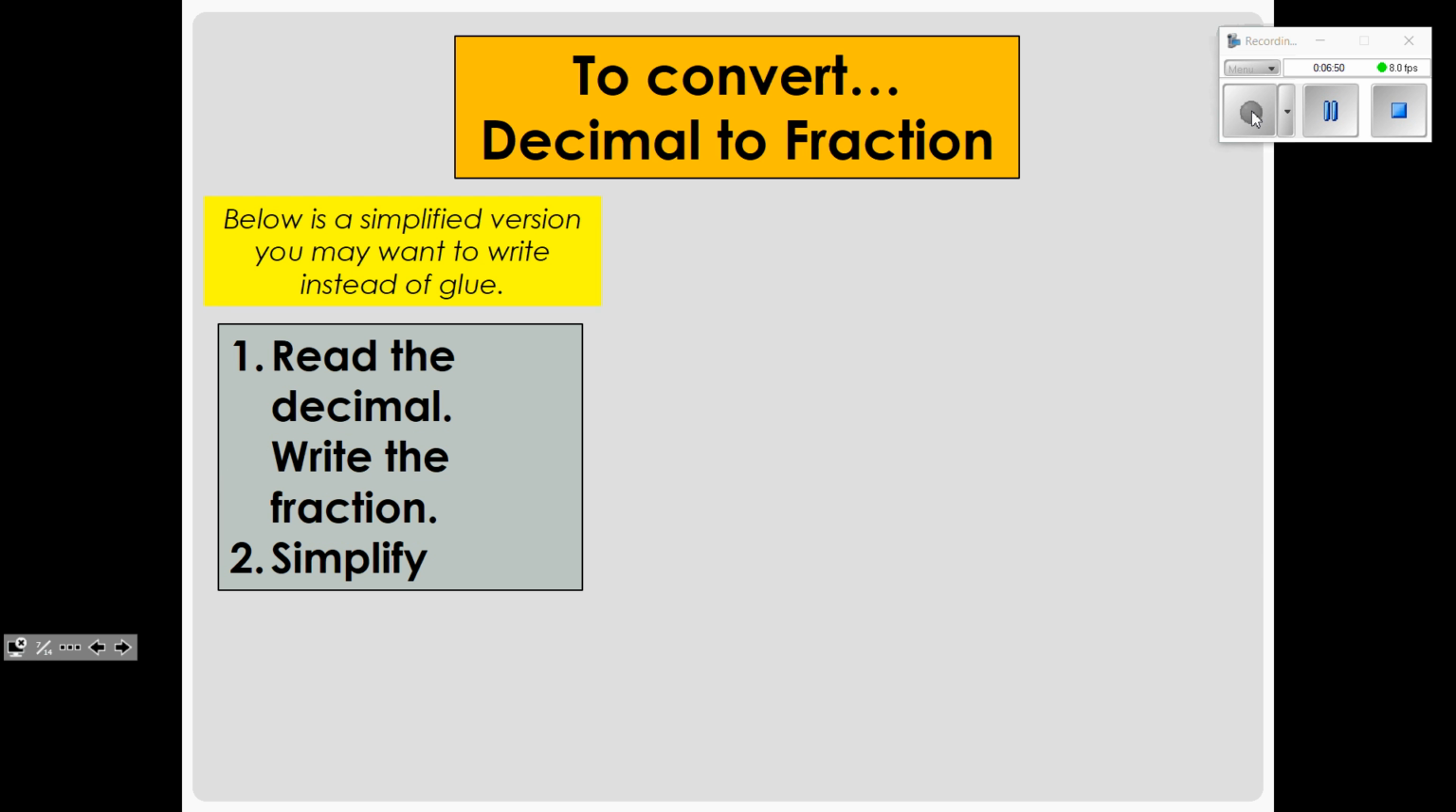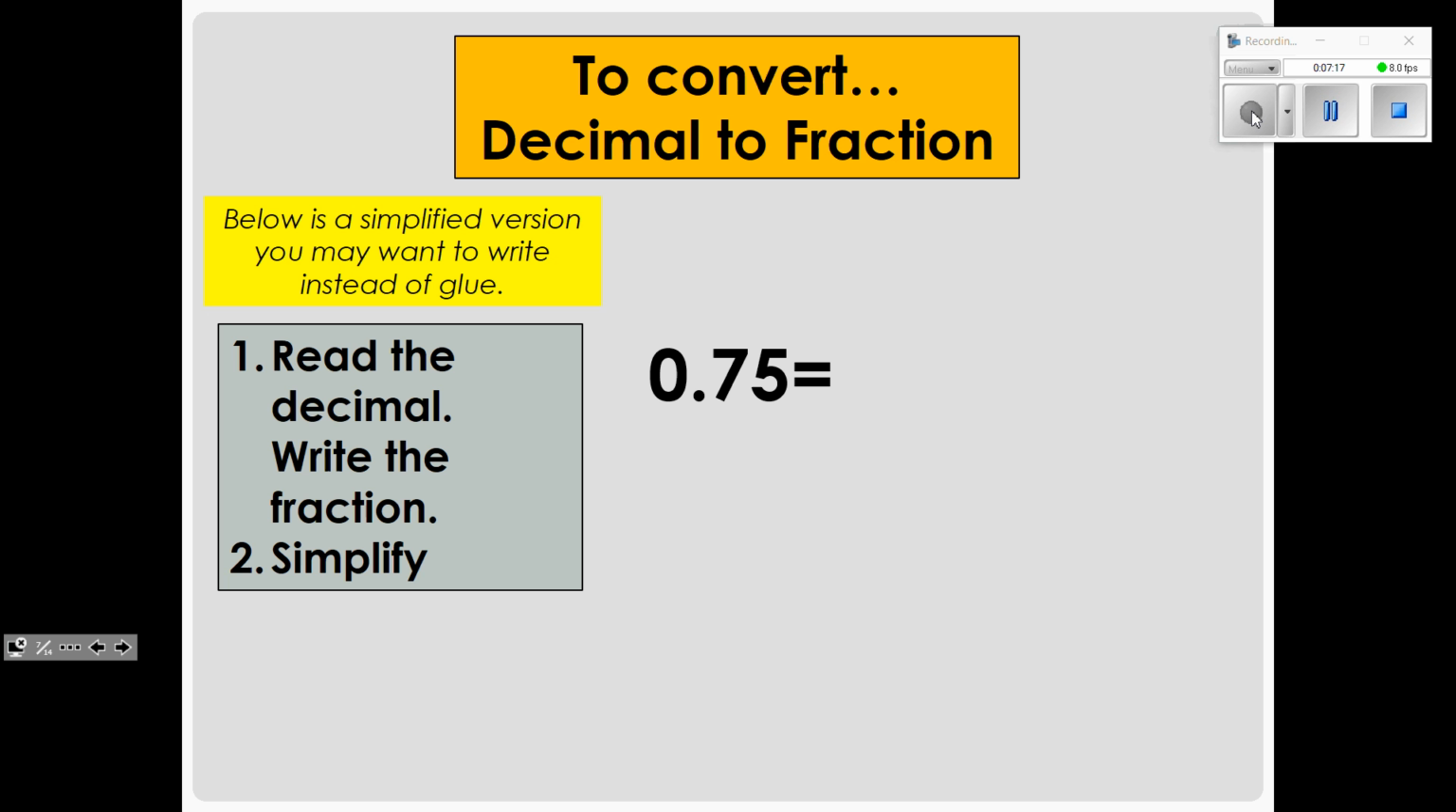Okay, to convert a decimal to a fraction, you're going to read the decimal. If you read decimals and fractions, they read the same way. So if you read the decimal correctly, you write that fraction and you simply simplify. We're not going to read this as 0.75. We're going to read it as 75 hundredths, because with 2 numbers in the decimal, we have hundredths.